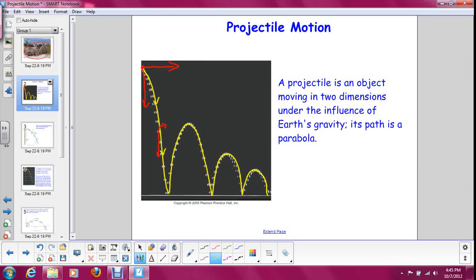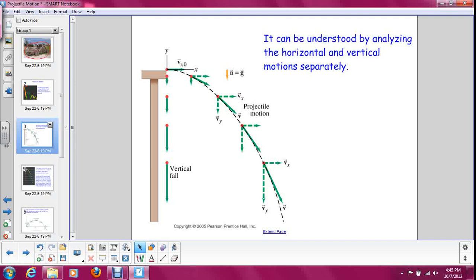When you look at the motion of a projectile overall, it forms something called a parabola, and that is this thing right here. Parabolic motion. A parabola is a mathematical function, and all projectiles follow this function and will make this shape as they're traveling. So we can understand projectile motion by analyzing both horizontal and vertical motions and doing it separately.